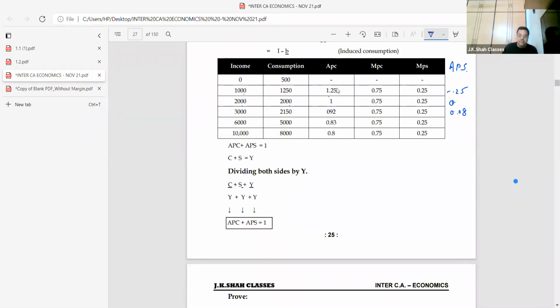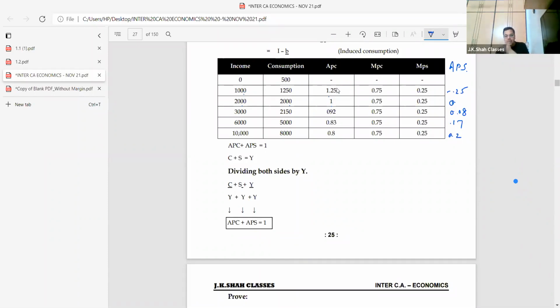At 6000 this becomes 5000. So 5000 upon 6000 gives you 0.83. So this has to be 0.17. Come on, 10,000 income, you're spending 8,000. So beta, what you're spending, 8,000 upon 10,000, that is 0.8. This has to become 0.2. I hope it's clear till here, students.